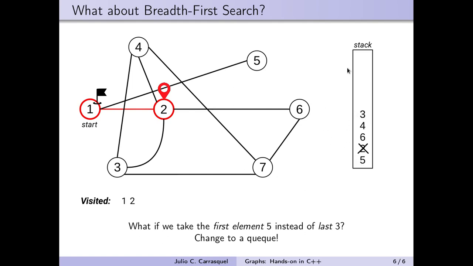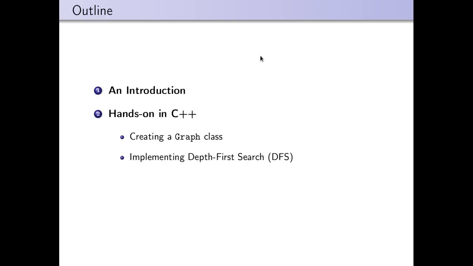So you see that here we have to change the stack structure for a queue. And this is essentially BFS. So it's DFS, but now instead of taking the last element of the stack, which is 3, we take the first element, which is 5. So we are going to give priority to the elements which are in the same level. Instead of going as deep in a branch, we are going to ask for all the neighbors of 1. So we are going to visit all the neighbors of 1 first. With this hands-on presentation, we finish our tutorial, and thanks a lot for your attention.